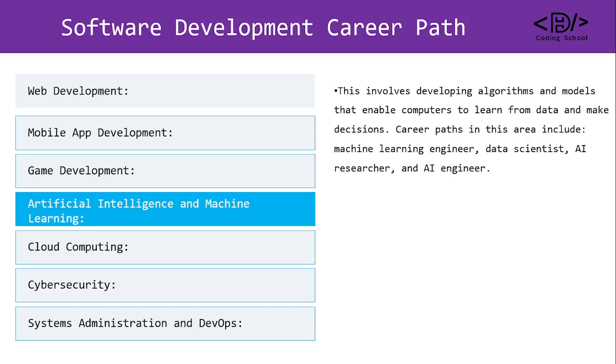Okay, so this involves developing algorithms and models that enable computers to learn from data and make decisions. And this is really what you see ChatGPT and Midjourney do. They were fed billions and billions of data to start learning, and to be able to help humans do a lot of tasks that would have been so tiresome, and they are helping the world to make it so much better.